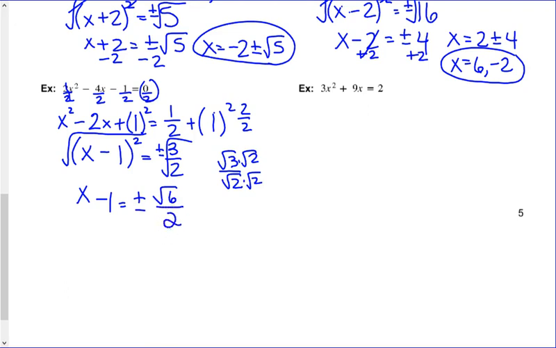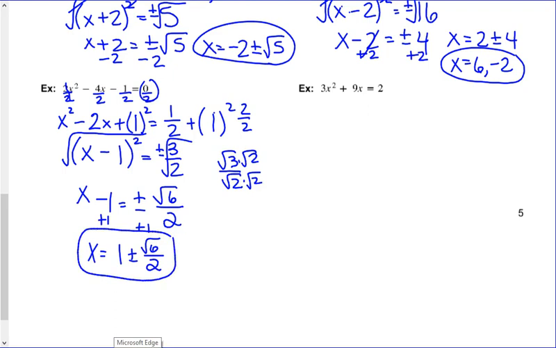So make sure you keep with everything that we've learned so far in simplifying things. To get x by itself, let's add 1 to both sides. Therefore, x equals 1 plus or minus root 6 all over 2. And that would be my final answer for that problem.